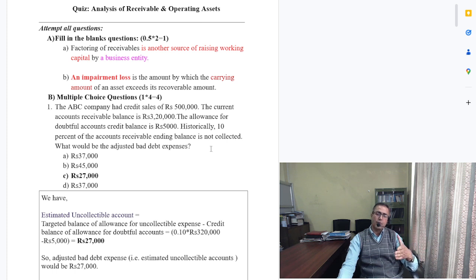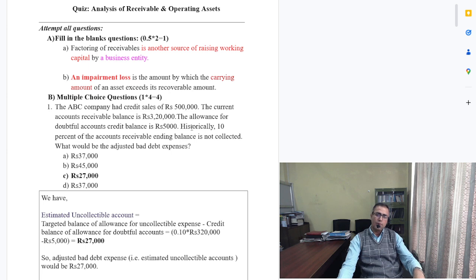Basically we have two approaches, friends. One is called the direct write-off approach, and the next one is the allowance approach. Under the allowance approach we again have two: one is the percentage of sales approach, and the next is the percentage of receivable approach. Anyway, this is the case of the receivable approach. So this question is about what would be your adjusted bad debt expense.